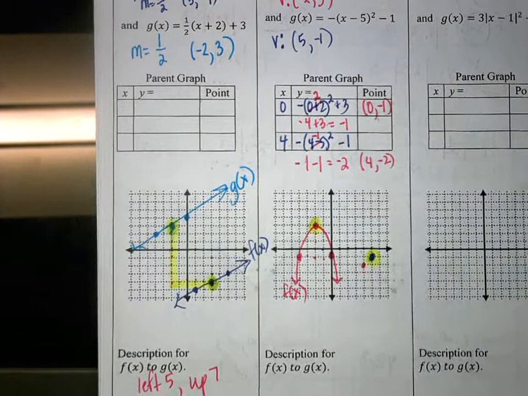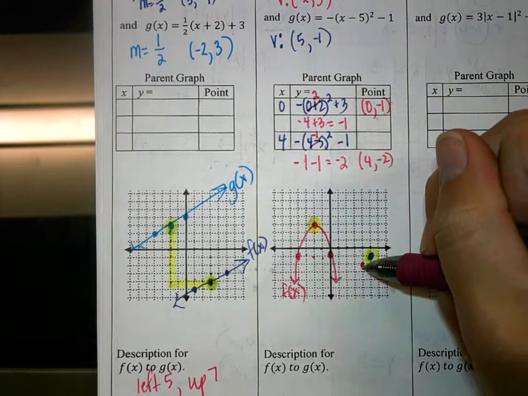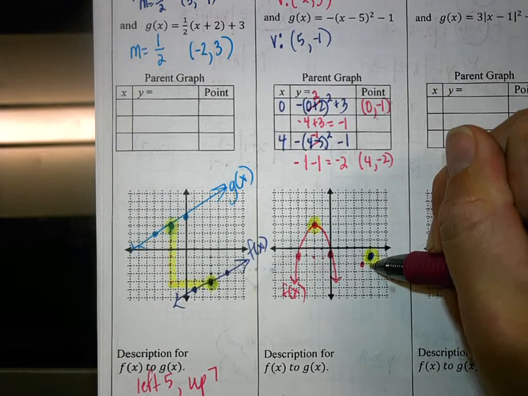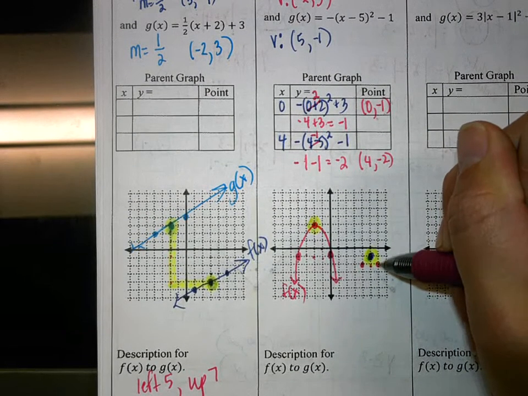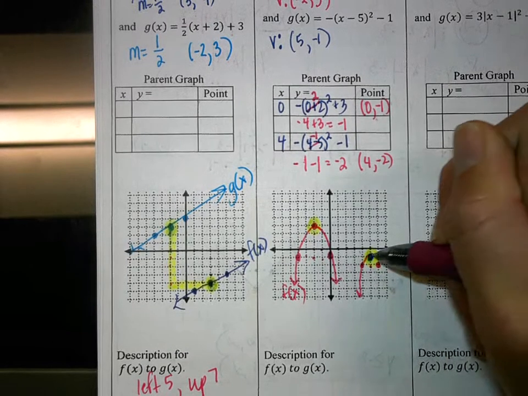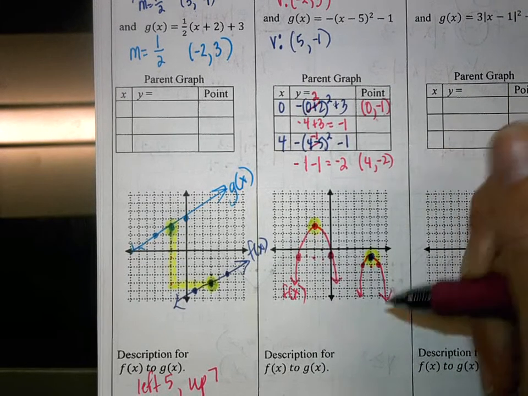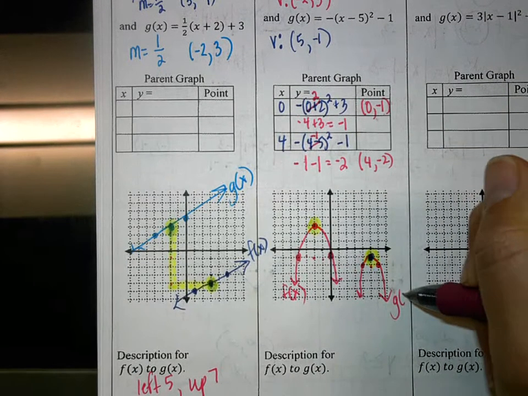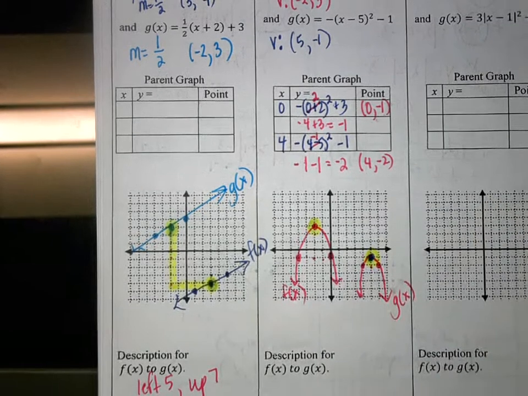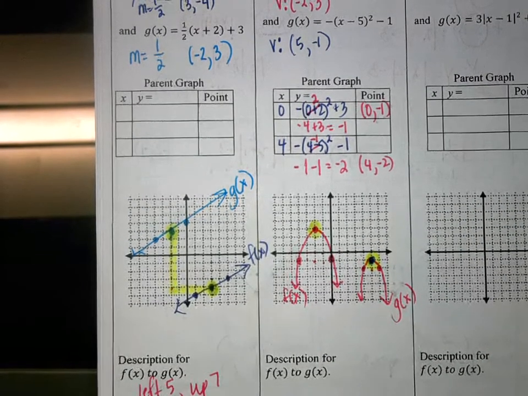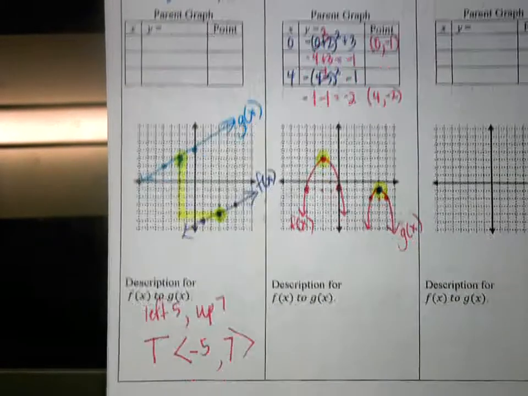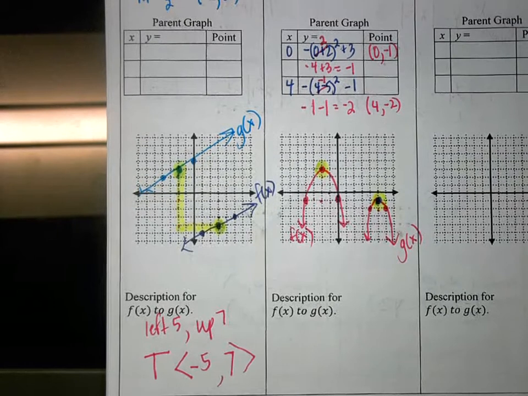And then again, symmetrical across the vertex, so it's 1 there, and we go 1 to the right, and there's that other point, and we can draw this function, which is g of x. Okay, does everybody understand how I'm getting these points and numbers and choosing them? Anybody confused by anything right now?